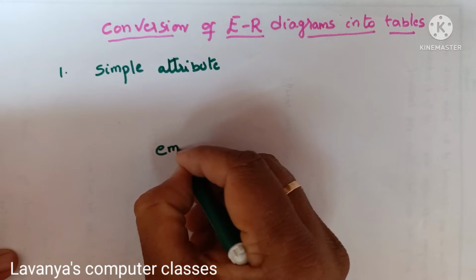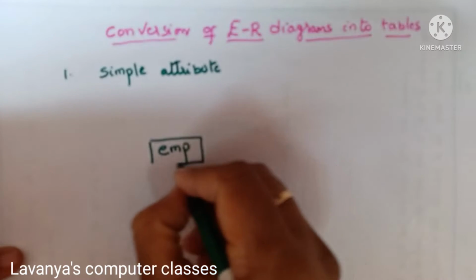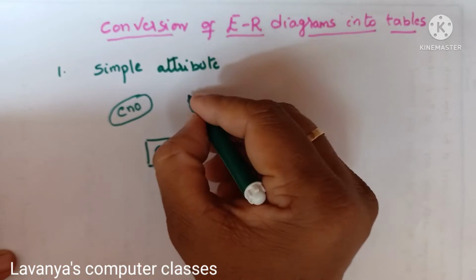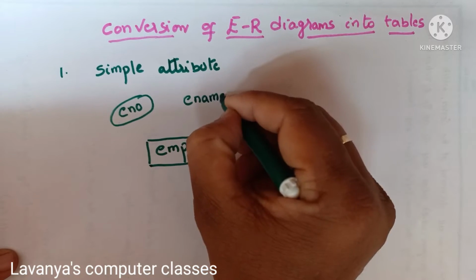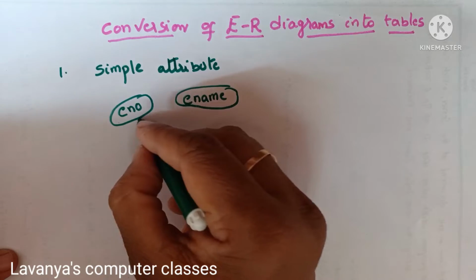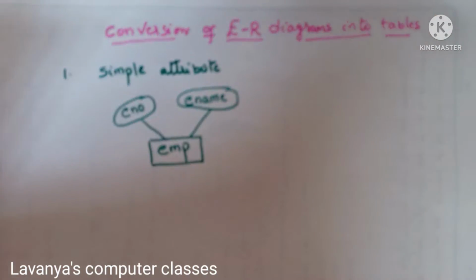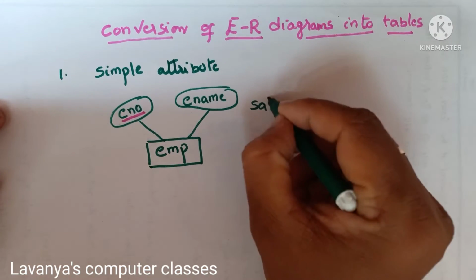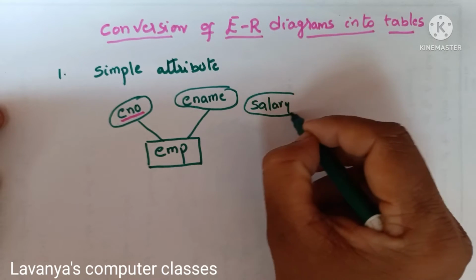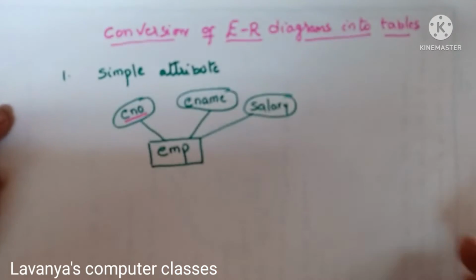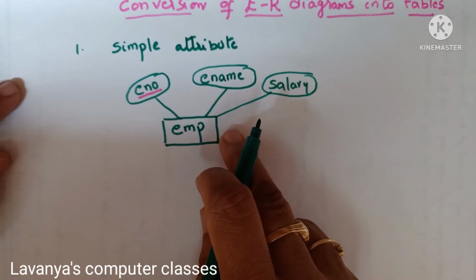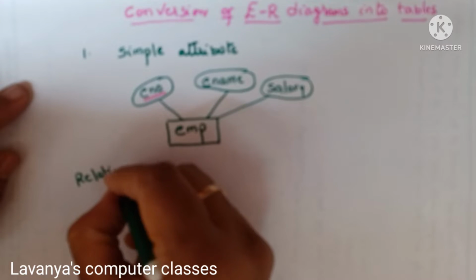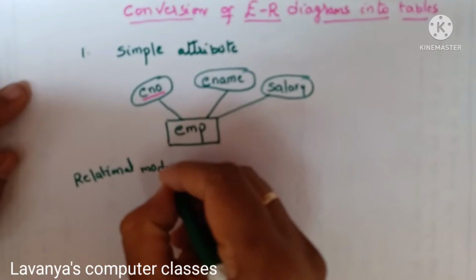That means the ER diagram contains only simple attributes. So I will take one simple example. Employee entity set with attributes employee number and employee name. Attributes are represented with ellipses and the entity set is represented with a rectangle box. ENO is the key attribute, that's why it is underlined. And I took one more attribute, that is salary. So this is a simple ER diagram: an entity set with three attributes, all simple attributes. Now this ER diagram is converted into a relational model.